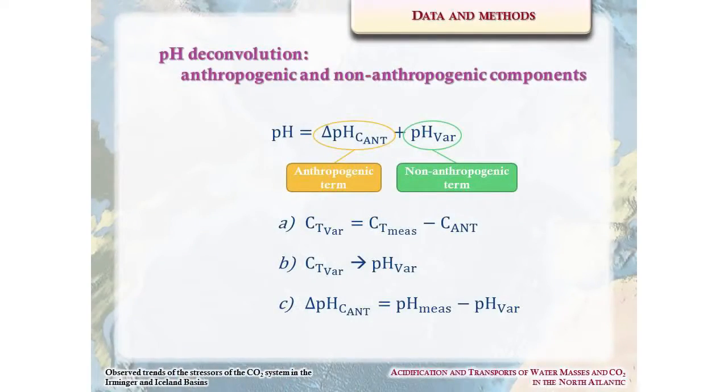To estimate how much of the change in pH is due to the uptake of anthropogenic CO2, the pH values were decomposed into the pH change due to the uptake of anthropogenic CO2 and the pH not directly related to the uptake of anthropogenic CO2. To compute both terms, first we estimated the natural total dissolved inorganic carbon of the sample. It is the total dissolved inorganic carbon that the sample should have without the presence of anthropogenic carbon. Then the non-anthropogenic term was computed using this natural total dissolved inorganic carbon. And finally, the anthropogenic term was calculated by subtracting the non-anthropogenic component from the measured pH.